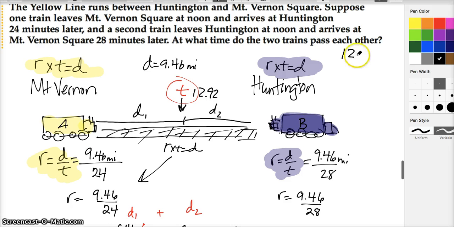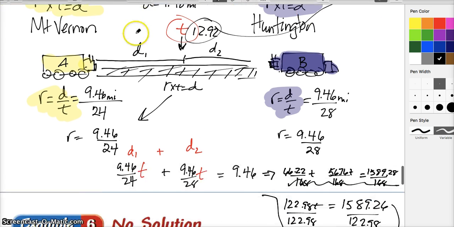And that's at basically 12:13, right? 12:13 p.m. because that's the 12.92 minutes that goes into that 13. Make sense? All right. So with that in mind, we're going to move on to the next problem.